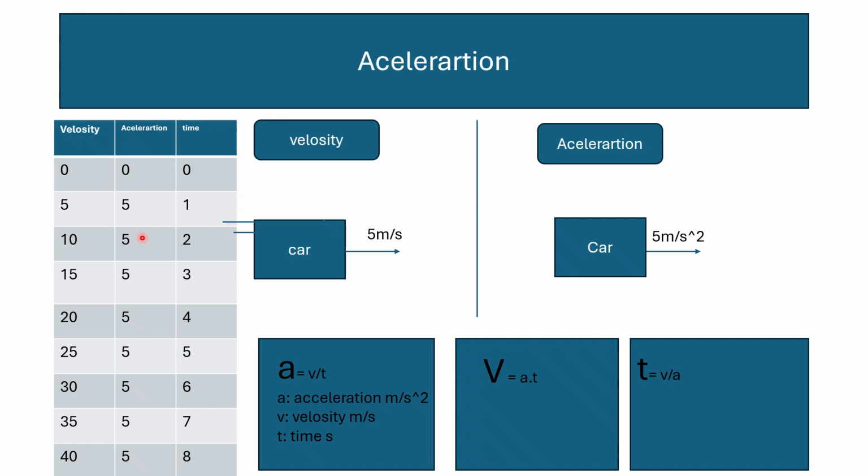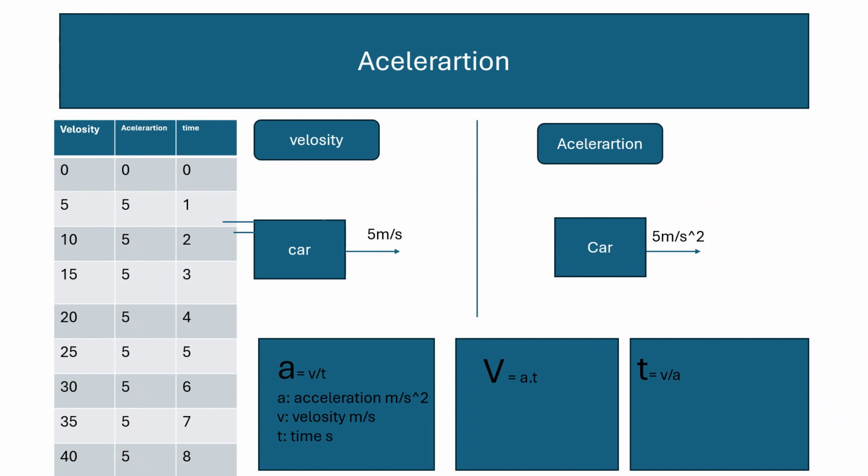The velocity increases because the acceleration is increasing the velocity. It's going to be 10, 15, 20, 25, 30, 35, 40 meters per second when the time is 8. So that's velocity and that's acceleration. Velocity is the change in position over time. Acceleration is the change in velocity over time.